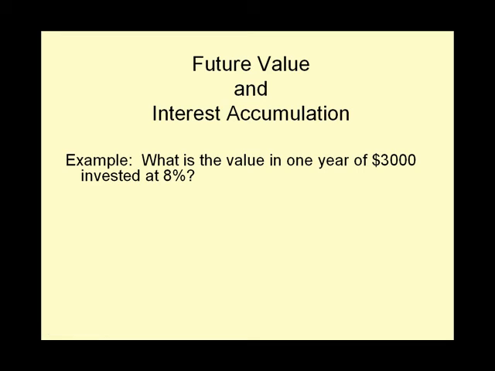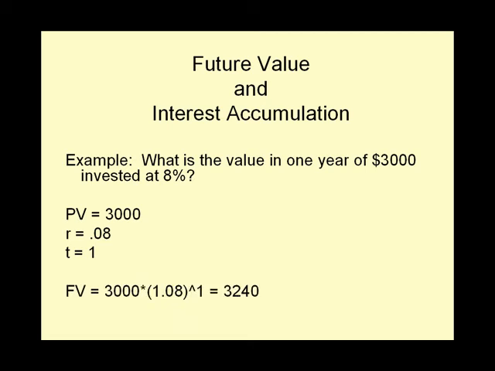We have three parameters that we can put into our future value equation. We have the present value of $3,000, we have the interest rate of 8%, and we have the term of the investment of 1 year. Inserting these parameters into the future value equation, we get the future value is equal to $3,000 times 1.08 raised to the power of 1. And that equals $3,240. So what we have here is just the math associated with taking $3,000, investing it at 8%, and having $3,240 at the end of 1 year.